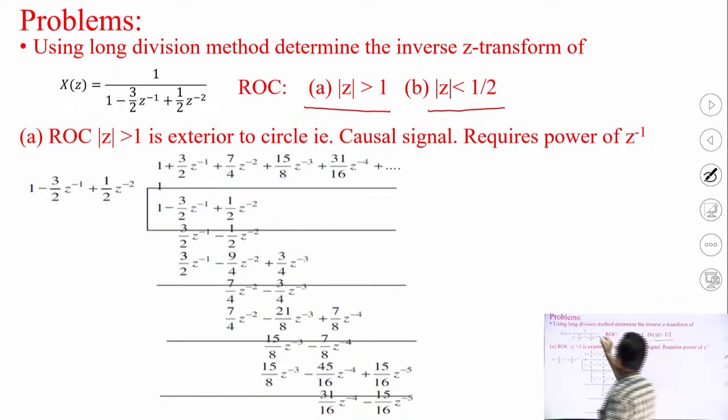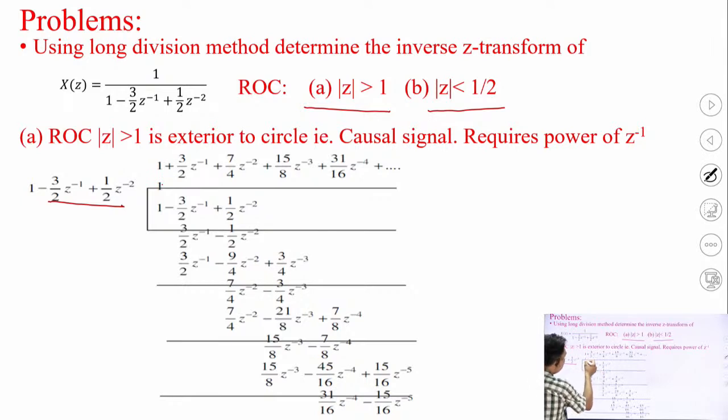So we will write this fraction with the denominator part here and the numerator part here, and we will take values so that these terms vanish and we get negative powers of z. First of all we choose the value 1. According to 1, we get 1 minus 3/2 z to the power minus 1 plus 1/2 z to the power minus 2. Then we subtract it, so this term will be 3/2 z to the power minus 1, and this term will be minus 1/2 z to the power minus 2.